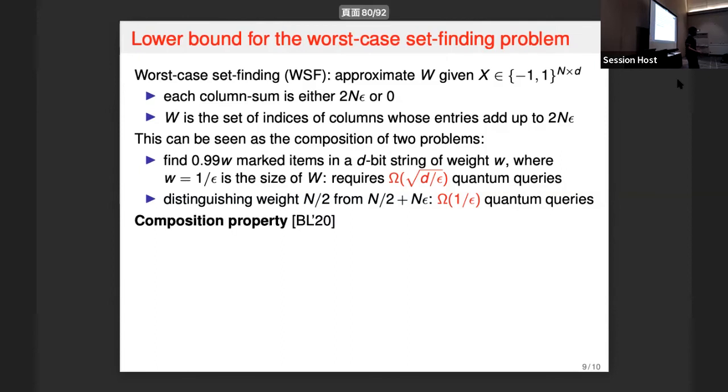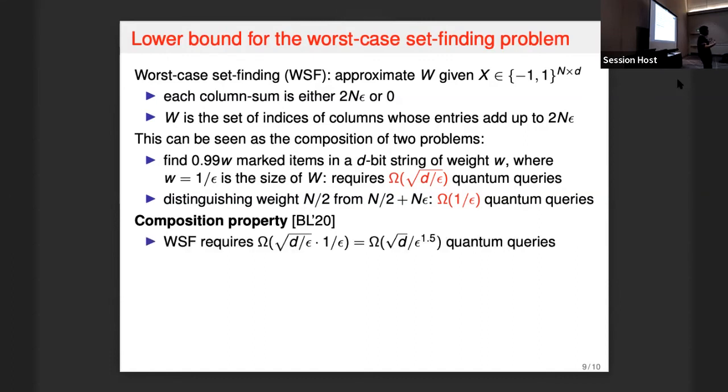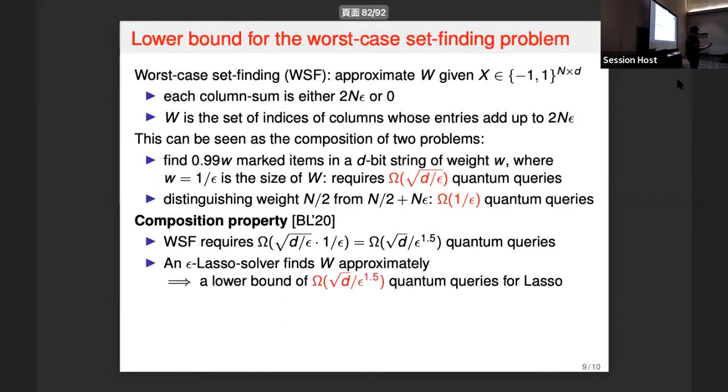And thanks to the composition property of the adversary method by Belov and Lee in 2020, we know the worst case set finding problem has a lower bound which is the product of the above two problems. That is square root of D over epsilon to the 1.5. And as I said in the previous slide, an epsilon Lasso solver can help us solve the hidden set finding problem. Therefore, a lower bound for the hidden set finding problem implies a lower bound for Lasso.